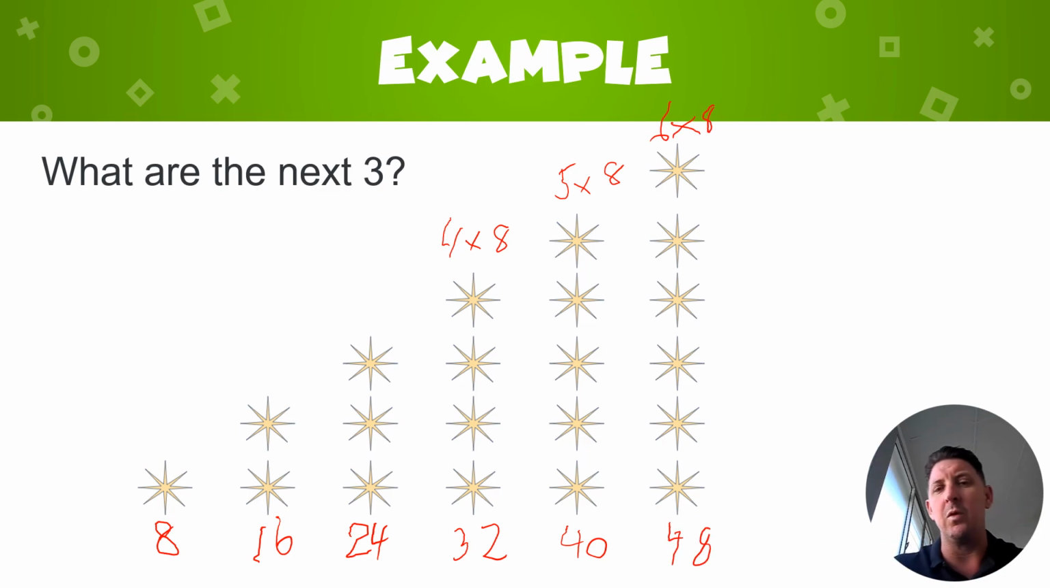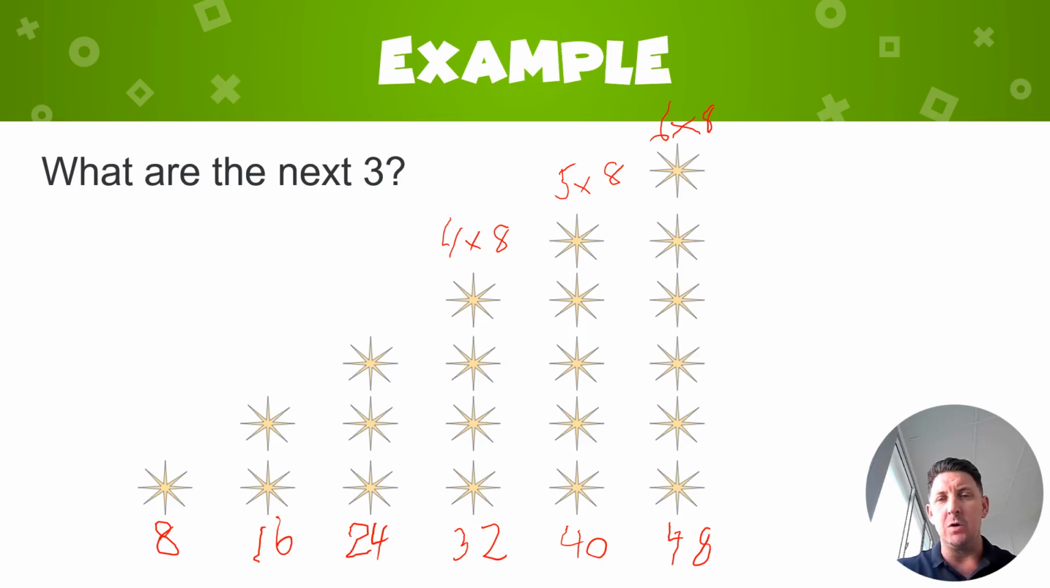Now I could keep going all the way to my first 10 multiples of 8, and I could add on 8 more onto 48, 56. 8 more onto 56, 64. 8 more onto 64, 72. 8 more onto 72, 80. So I would then know that my first 10 multiples are 8, 16, 24, 32, 40, 48, 56, 64, 72, and 80.